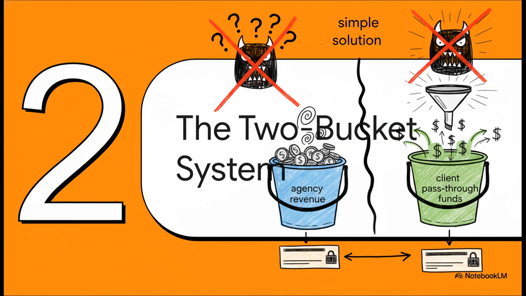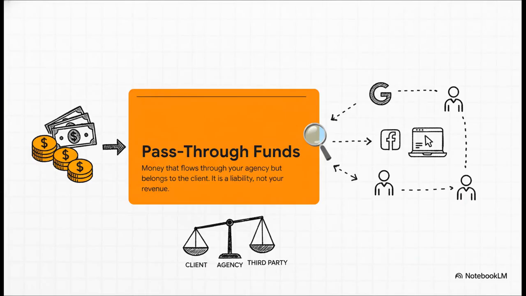It's called the two-bucket system, and it is all about creating a crystal clear separation in your accounts right from the very beginning. The whole entire system really hinges on understanding this one crucial concept: pass-through funds. This is any money you collect on behalf of your client that's really just heading for a third party. Think ad platforms like Google, software tools like HubSpot, or even freelancers.